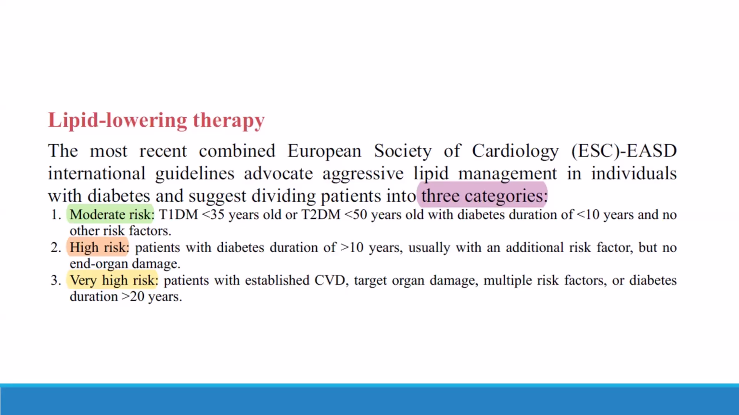Moderate risk is a patient with type 1 diabetes mellitus less than 35 years, or type 2 diabetes mellitus less than 50 years old, with diabetes duration less than 10 years, and no other risk factor: not hypertensive, not smoker, not obese. The high risk is where the duration of diabetes is more than 10 years, usually with additional risk factor, but no end organ damage. Very high risk is a patient with established cardiovascular disease, target organ damage, multiple risk factors, or diabetes duration more than 20 years.